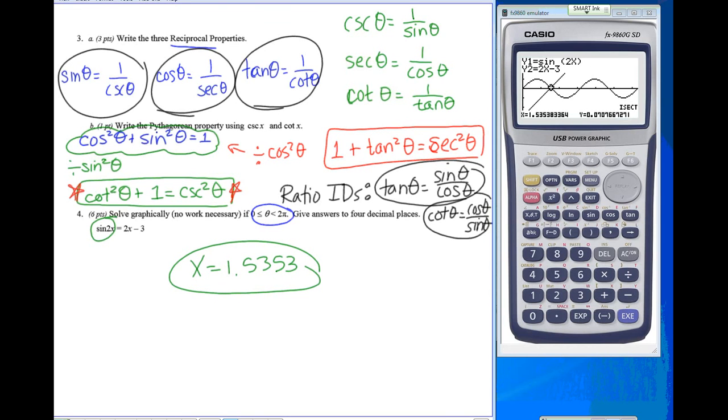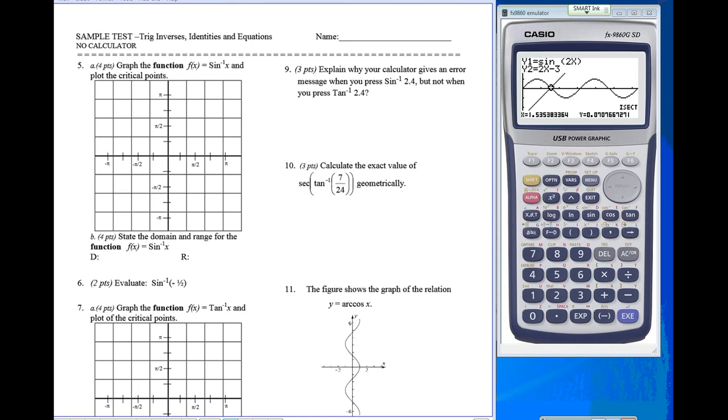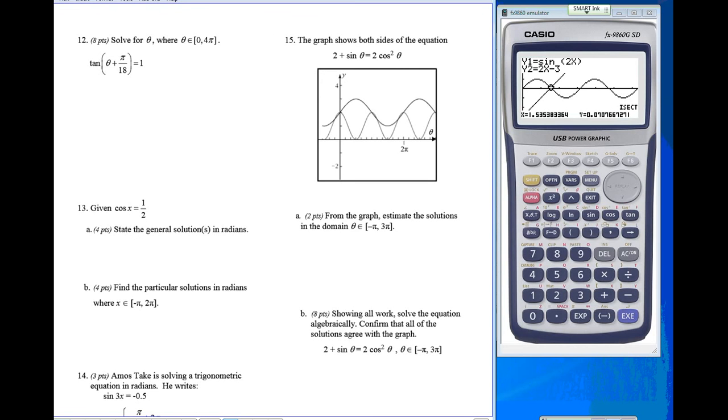All right, we're turning over to the calculator part of the test, or no calculator. Your test may or may not have had this page. These were the inverses, so we're going to skip those because they were in the other video. And then we get to the equations portion of the test.